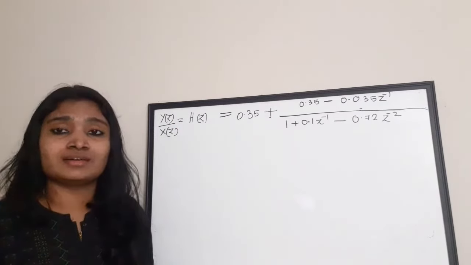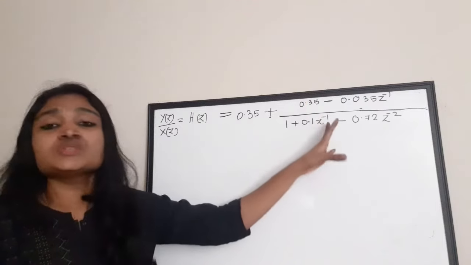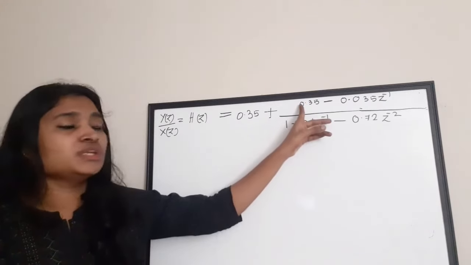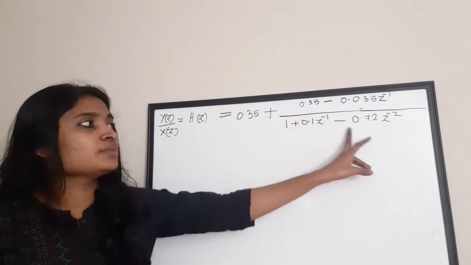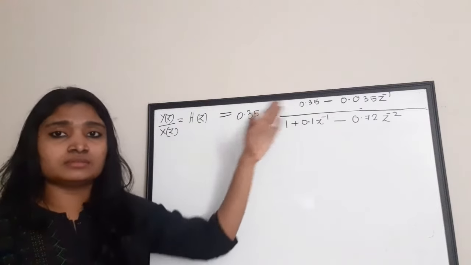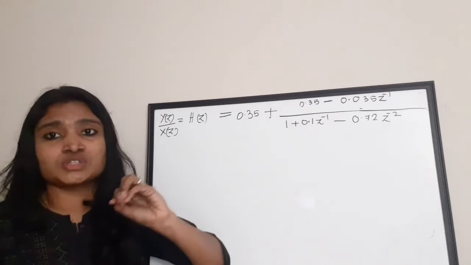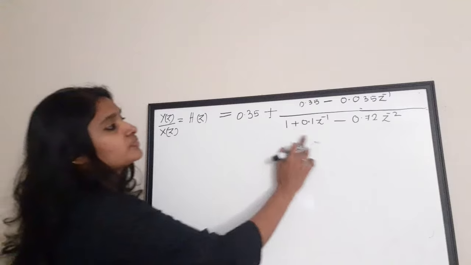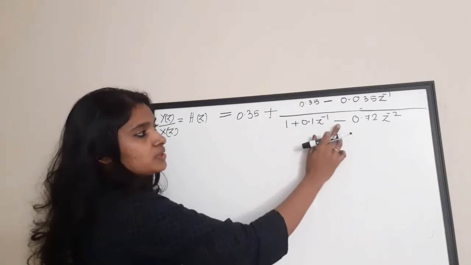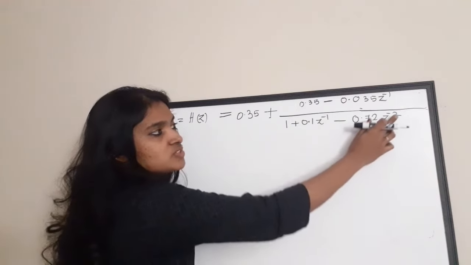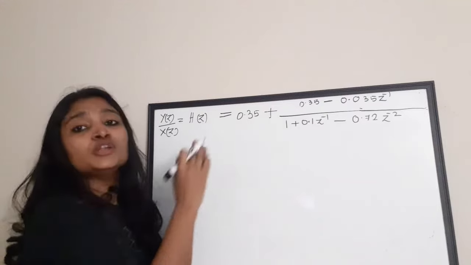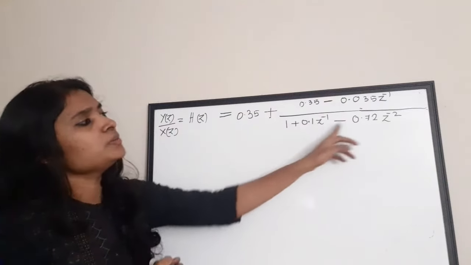So how can we split this transfer function? First we need to split the denominator, then we need to split the numerator. First I am going to split my denominator into various factors so that I can cut it into smaller transfer functions. So what is my denominator? It is 1 plus 0.1 z raised to minus 1 minus 0.72 z raised to minus 2, right? So I can find the factors of this polynomial. Okay, so what will be the factors?